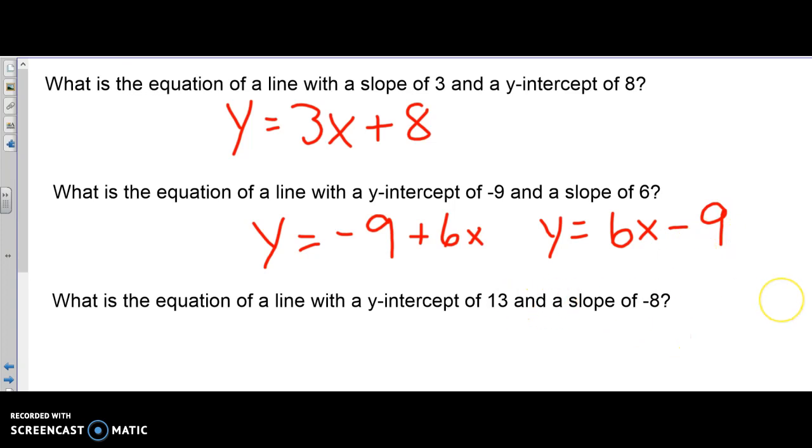Now you do this bottom one. Okay, this is saying y equals, it has a slope of -8, which is always attached to x, and a y-intercept of +13.